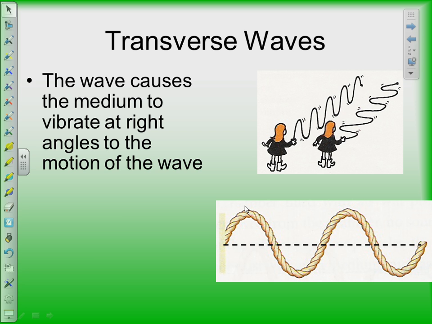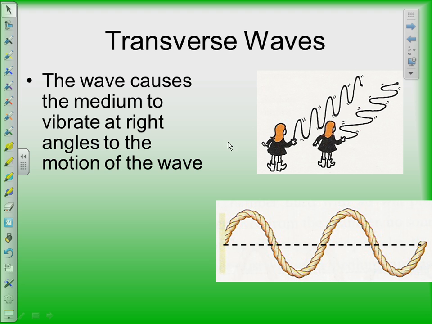Transverse wave, like the definition says, causes the medium to vibrate at right angles. Here, a girl holding a jump rope creates a disturbance in that jump rope by moving her hand. The energy of that disturbance is then carried along the jump rope in the form of a wave. In this case, she makes repeated disturbances, right? She keeps shaking her hand up and down, up and down, up and down.